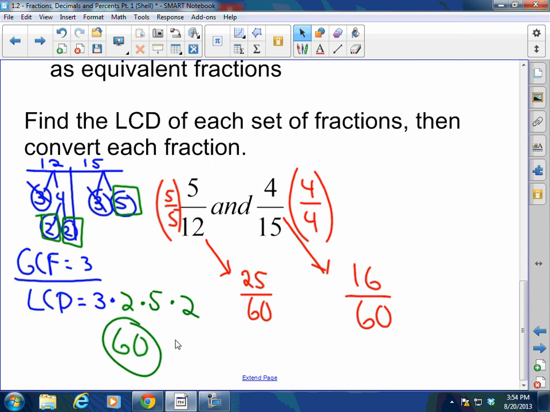And now what I did is I just prepared these two fractions to be able to be added or subtracted. But we'll get to that in a few days. This is just all preparing you for adding and subtracting fractions later on.